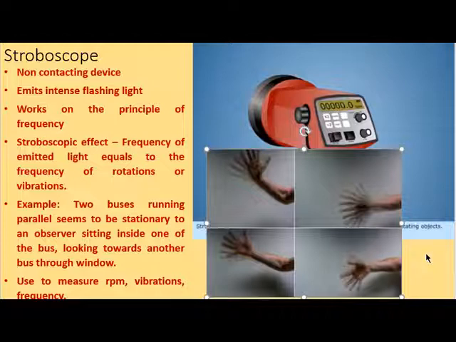It is only because of the stroboscopic effect. It means the RPM of both the buses is the same. Or you can say the frequency of your bus and the frequency of the other bus, when they both match, the object seems to be stationary. So this effect is called the stroboscopic effect, and it is responsible for performing the desired function in the stroboscope. It is generally used to measure RPM, vibrations, frequencies, or oscillating motions.